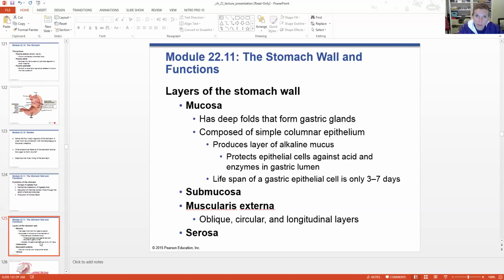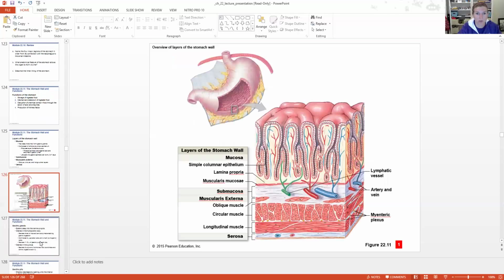There is simple columnar epithelium throughout the stomach, and this simple columnar is actually secreting a mucus to protect the epithelium itself, because there's acids and enzymes that are going to be secreted into the lumen of the stomach. So this alkaline mucus layer is there to protect the stomach lining. The gastric cells are replaced very quickly because, again, of this highly acidic, low pH environment. There's a submucosa, which has all of the blood vessels and lymphatics. The muscularis externa in the stomach has 3 muscle layers as opposed to just 2, and then the outer serosal lining.